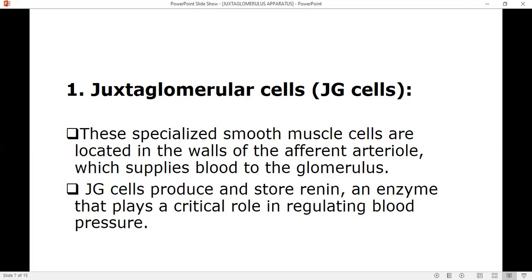So for now, let's note where these cells are found. We said that they are found in the walls of the afferent arteriole, which brings blood to the glomerulus. Then what is the function of these cells? They produce and store renin. Renin, we've said, plays a very important role in the regulation of blood pressure. We'll find out more about renin as we go on. Right now, let's describe the structure and the function.